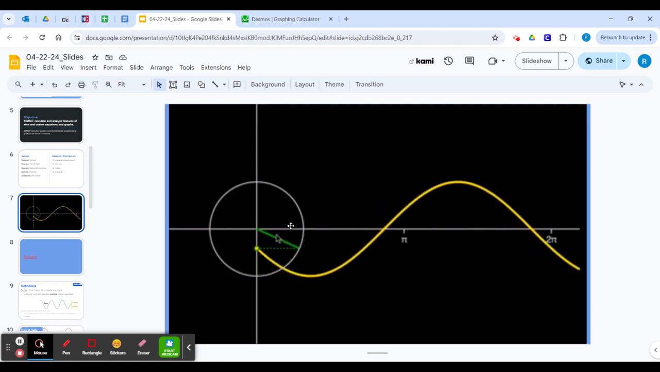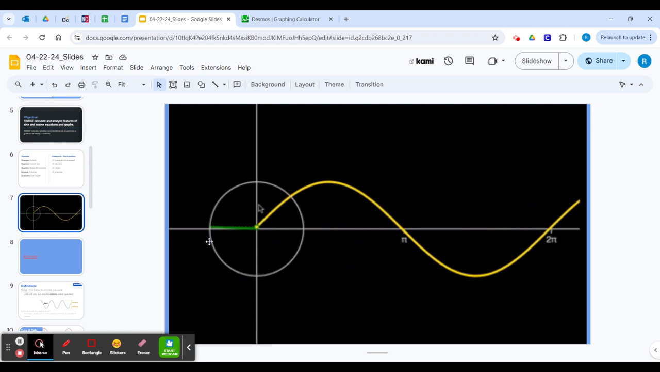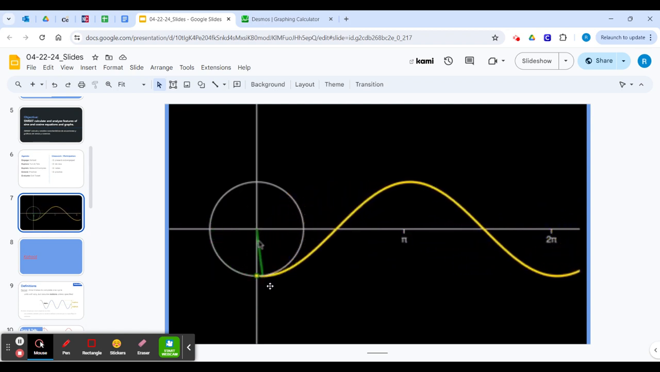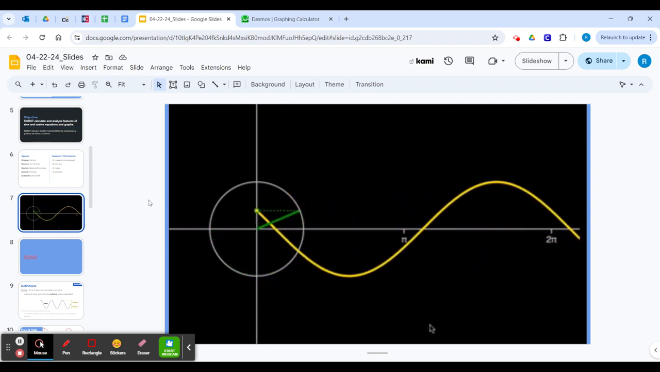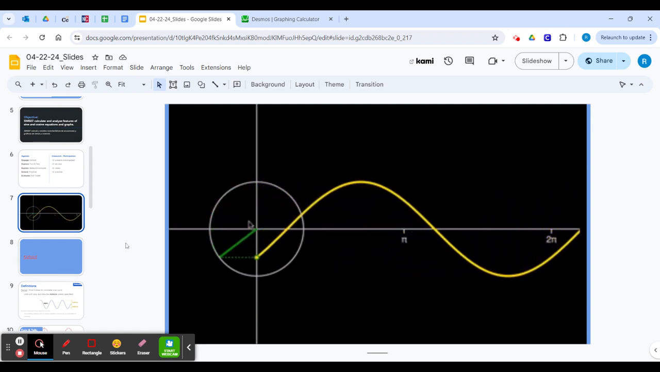As we rotate around our unit circle, our height goes up, it goes down to 0, it goes negative. And as we trace that over the rotation or over time, we get this yellow sine wave. Same thing happens with our co-height or cosine.